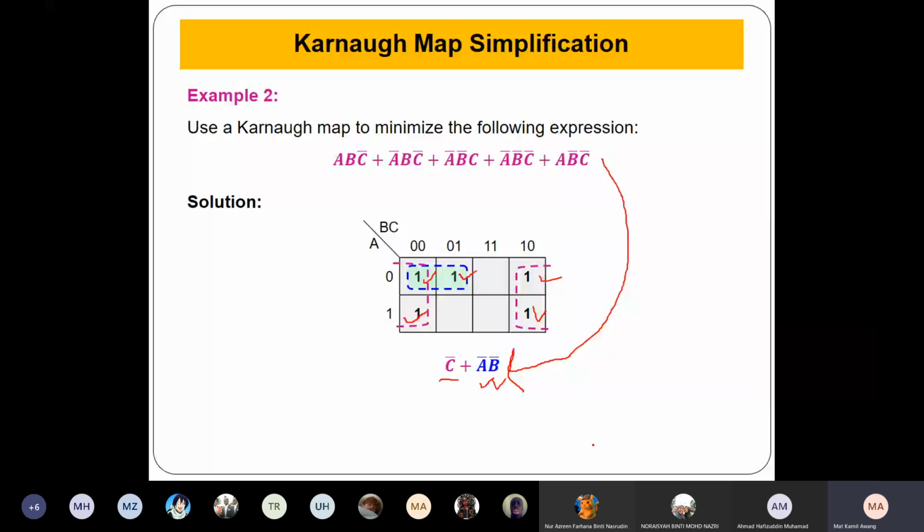Whereas this one, you only need 3 gates. No, 2 gates. You need the 2-input AND gate and the 2-input OR gate. So that is how you do the simplification using the Karnaugh map. Clear?